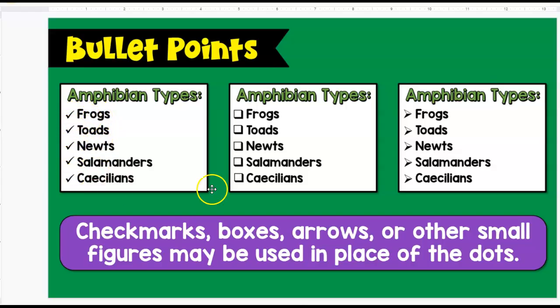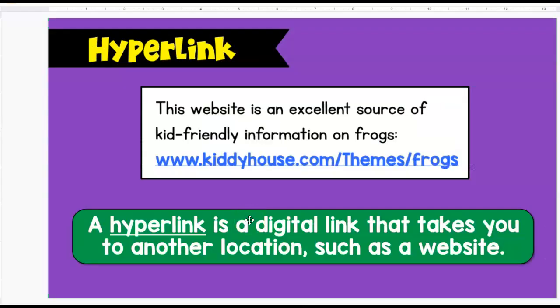You can have them in a check mark. You could have them in a box where you can check it off. You can have little arrows. You can have the little bullet points. Sometimes you can do little emojis. It's kind of up to you. But it says check marks, boxes, arrows, or other small figures may be used in place of the dots.